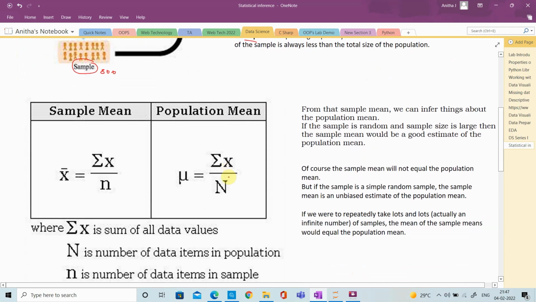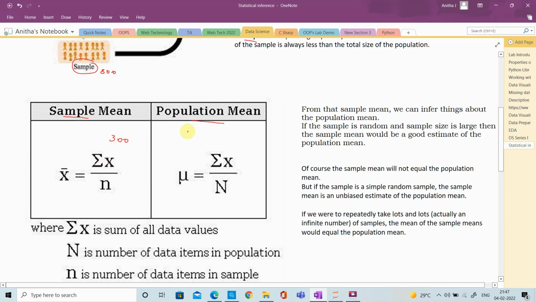If you want to infer information about the population, one of the things you can infer is the mean. We have 2 types of means: one is called the sample mean and the other is called the population mean. What is meant by sample mean? A sample is a small set of people, around 300 students, and you take the mean of their height or the mean of their weight.